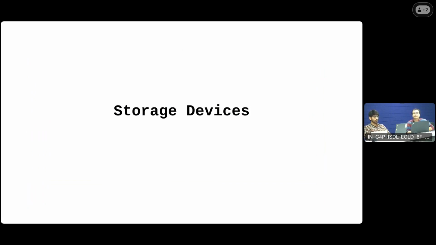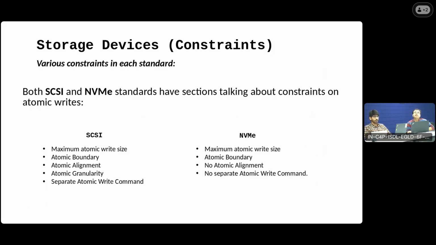So let's cover storage devices first, right? In the market we have both SCSI and NVMe standards, and both have sections in the specs which talk about the constraints required for atomic writes. Some of these constraints are common. For example, SCSI requires a separate atomic write command, but NVMe does not have any special command for that.